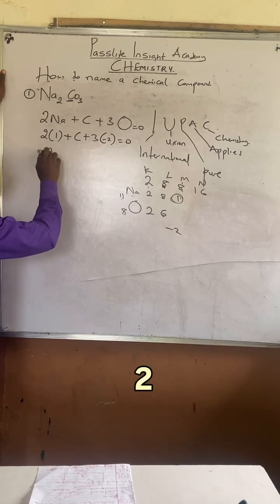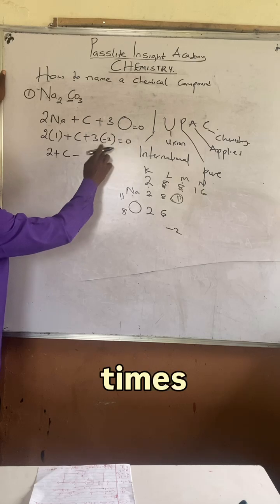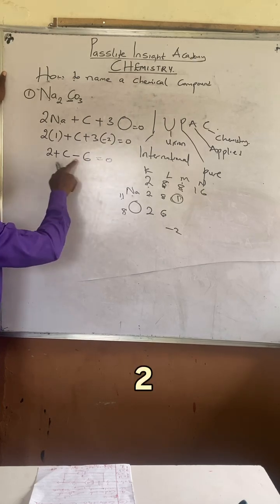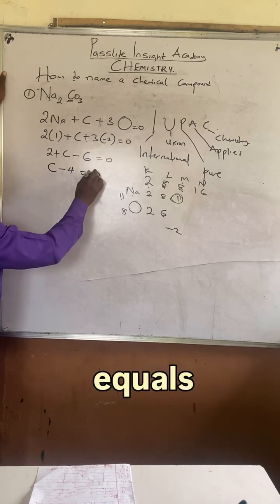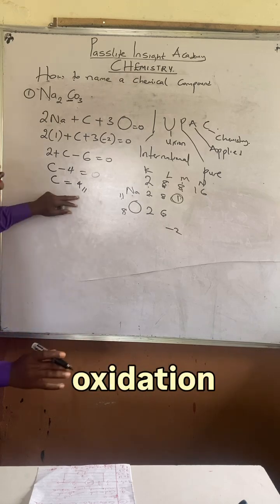So 2 times 1 is 2, plus carbon, plus 3 times minus 2, which is minus 6, all is equal to 0. 2 minus 6 is minus 4, so carbon is plus 4. C is equal to 4. So you are done with the oxidation number.